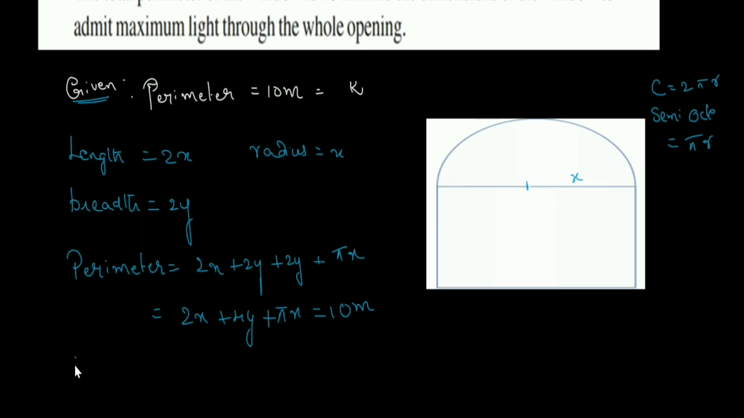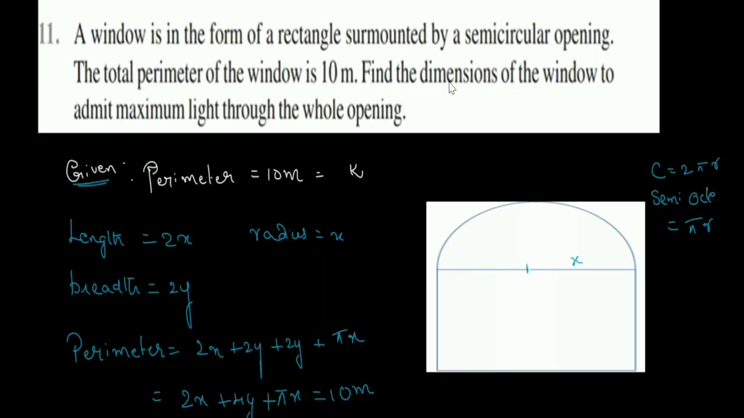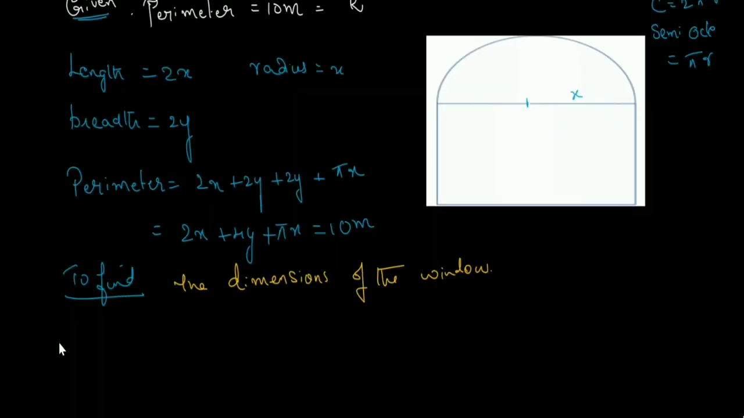Now what we have to find? We have to find the dimensions of the window. What is the condition? Find the dimensions of the window to admit maximum light. Maximum light means, when will you get maximum light? When the area is maximum. Maximum light, so maximize the area.